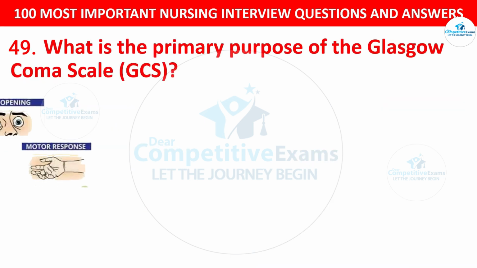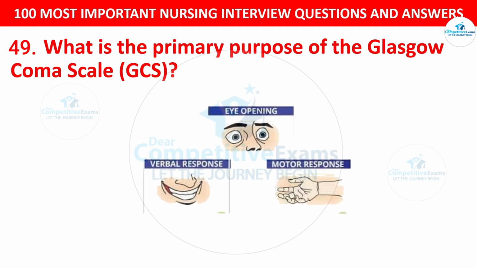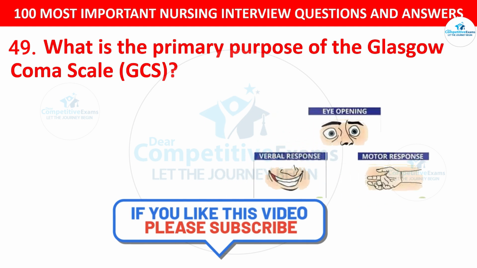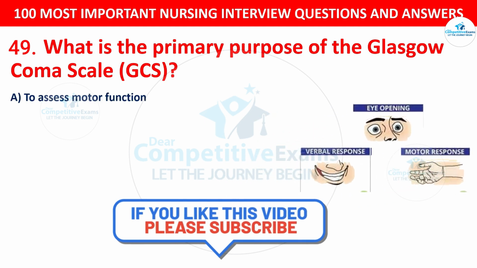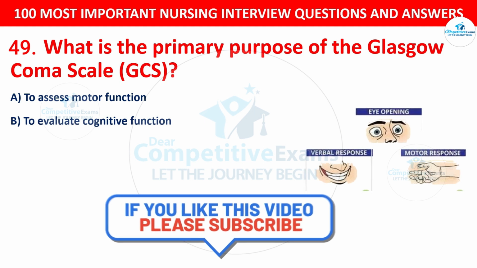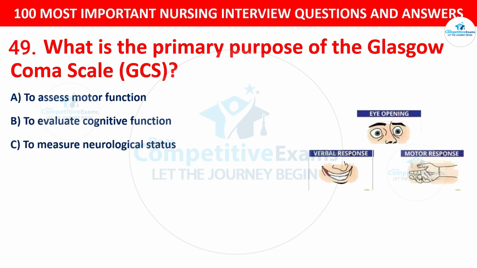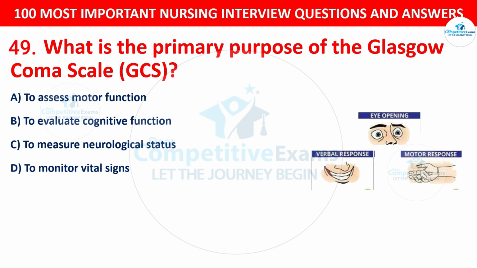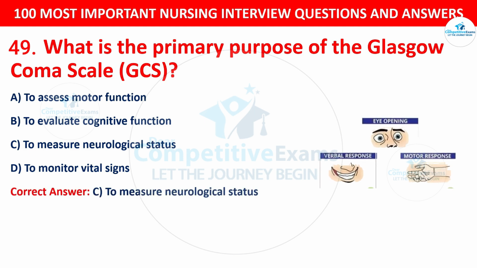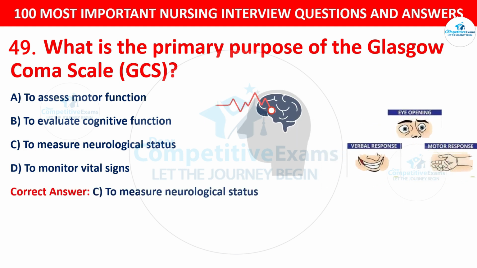Question number 49. What is the primary purpose of the Glasgow Coma Scale (GCS)? Your options are to assess motor function, to evaluate cognitive function, to measure neurological status, or to monitor vital signs. The correct answer is C, that is to measure neurological status.